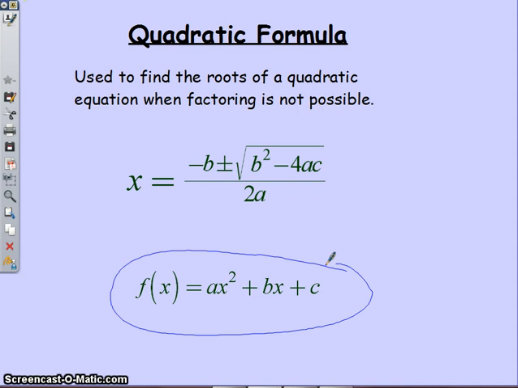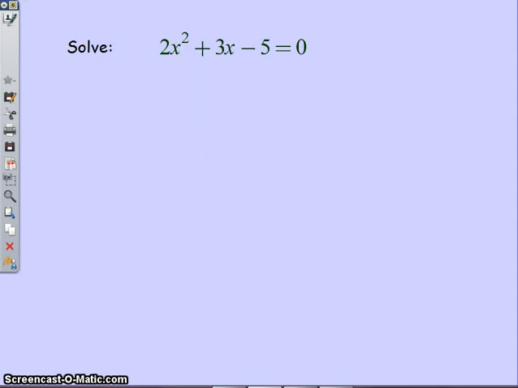Take a second and write down the quadratic formula: x equals negative b plus or minus the square root of b squared minus 4ac all over 2a. This is something that's given to you, and you'll always have access to it, but it's good just to have it with you. So let's jump right in. Let's use it. Here, let's label our a value, our b value, and our c value: 2, 3, and negative 5.